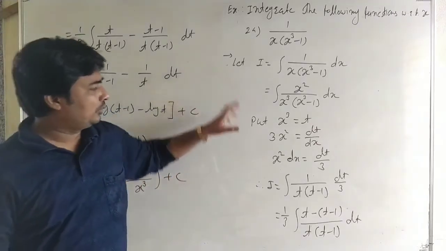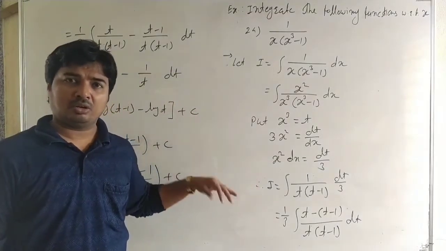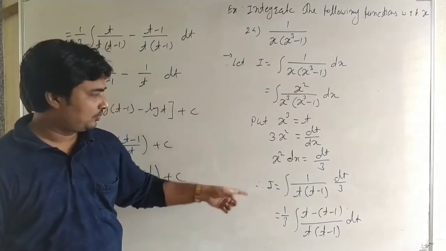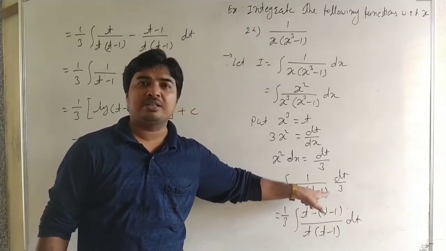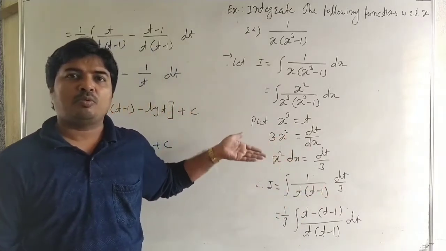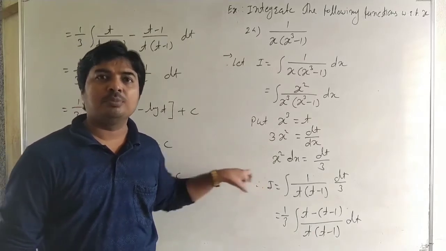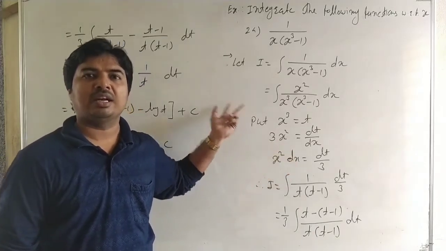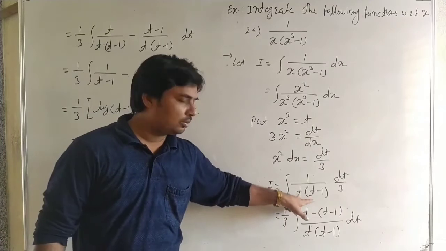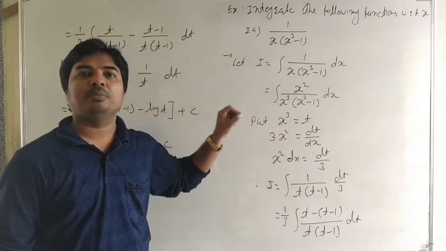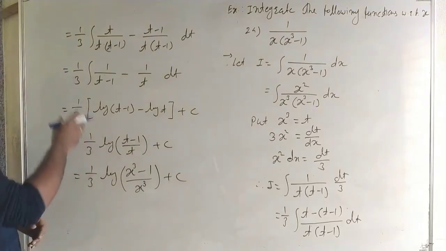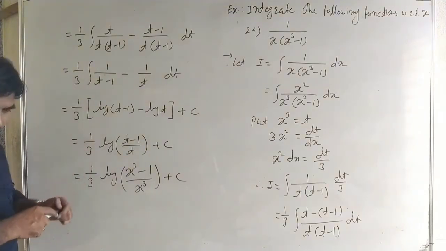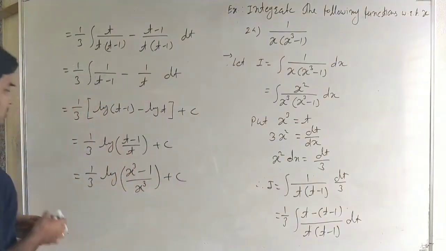This example we can also solve in two other ways. If we multiply, it is t square minus t, then it is the form of 1 upon a quadratic function, so we complete the square and use the standard integral. Or this example we can also solve by partial fractions. Any one method can be used in the exam.